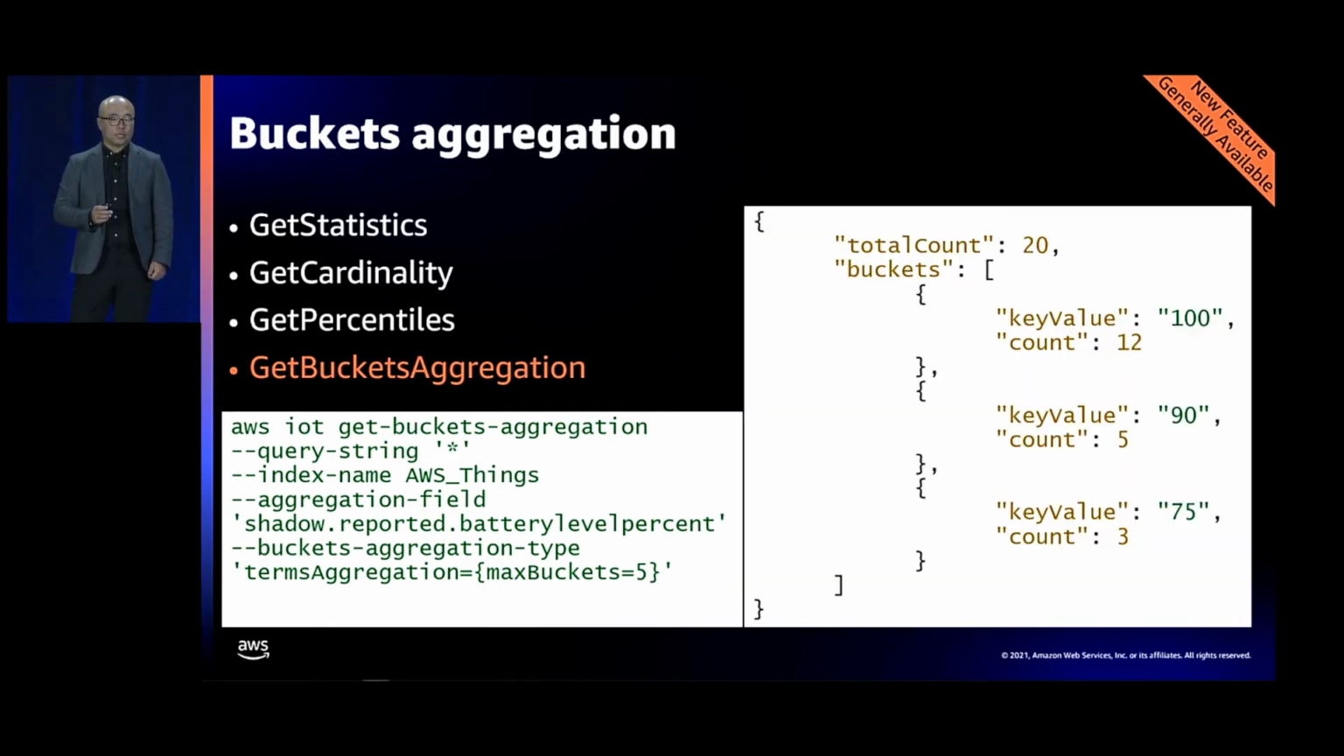So you can see the total count 20 and buckets, with key values 100, then count 12, key values 90, count 5, etc. So now you have the ability to group devices by a particular attribute, property, or other metadata using the new buckets aggregation query type, API, or CLI.